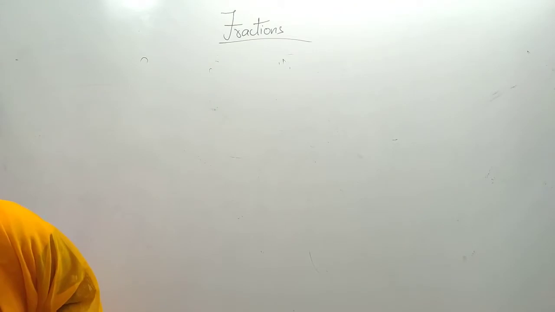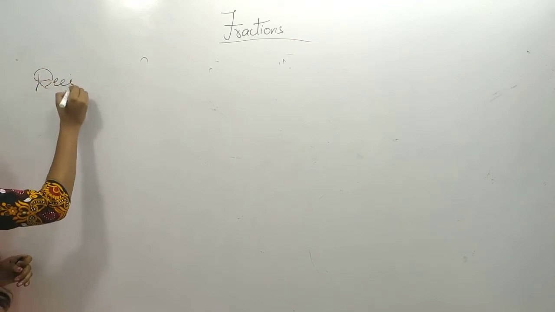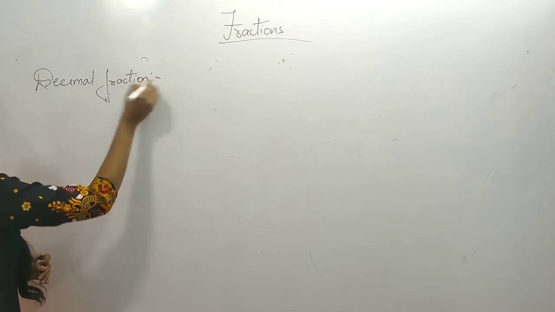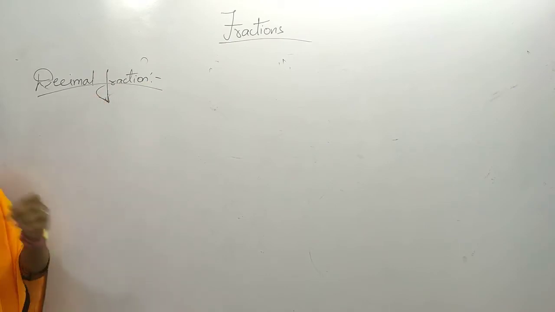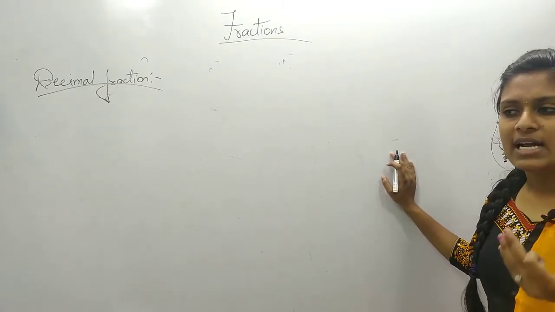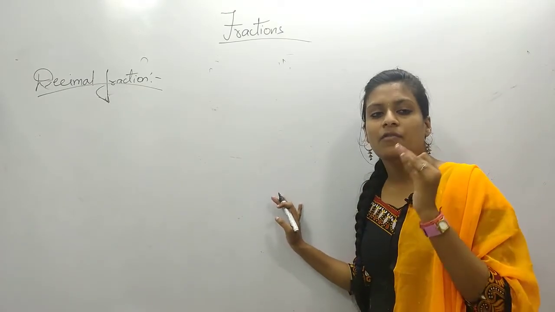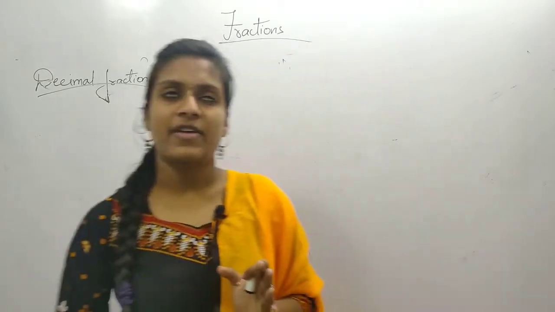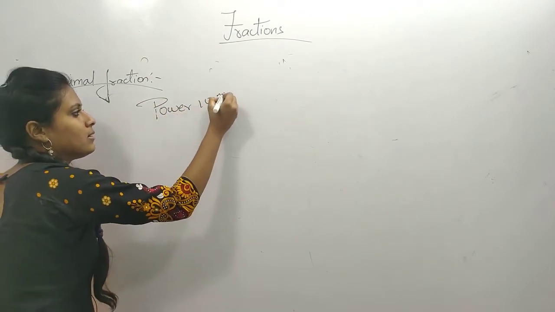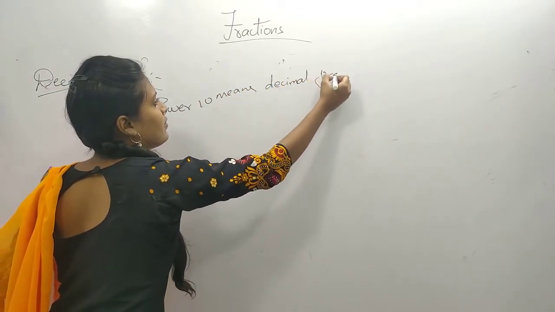Now we will discuss the last and final fraction, the decimal fraction. What is a decimal fraction? The fraction in which the denominator is a power of 10 is called a decimal fraction. The denominator must be a power of 10, then it is called a decimal fraction. Keep in mind, power of 10 means decimal fraction.